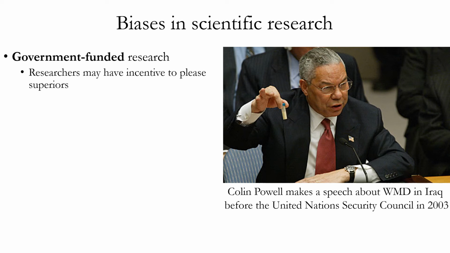One example of this was in 2003, when former Secretary of State of the United States, Colin Powell, made a speech about weapons of mass destruction in Iraq before the United Nations Security Council. Now, this was not research that had been compiled by scientists per se, but it was research that had been compiled by intelligence experts at the CIA. However, George W. Bush, who was the president at the time, had put a lot of political pressure on the intelligence agency to provide information that would support the case for war with Iraq. And so that tainted the analysis and that tainted the information that Powell presented before the UN.